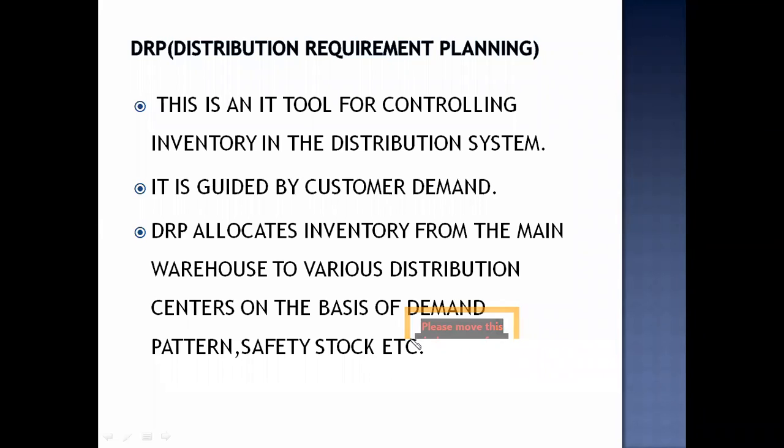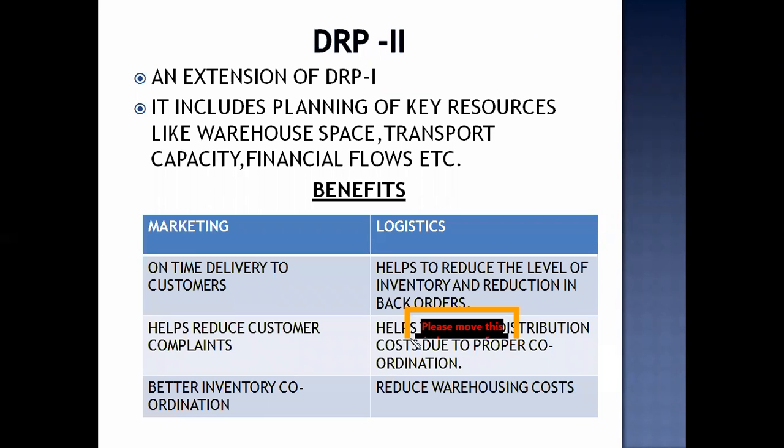So here DRP allocates inventory from the main warehouse to various distribution centers. Distribution centers are also known as DC. DC stands for distribution center. So here whatever stock is available from the main warehouse, it is distributed to various distribution centers based on the demand. Here also we have DRP2. DRP2 is again an extension of DRP1, which includes more points under that like warehouse space, transport capacity, financial flows, etc.